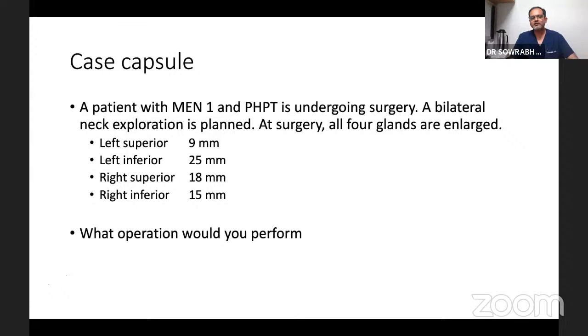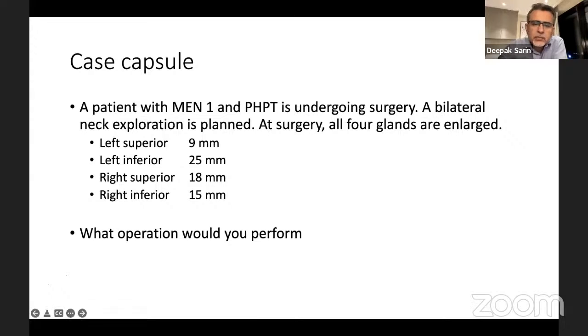If only three are there, if I find three, then I do the thymectomy. And then the philosophy is different. Out of three, I will reimplant one. Right.